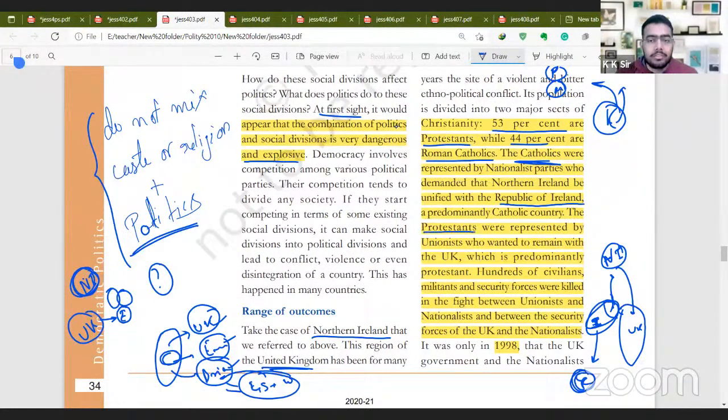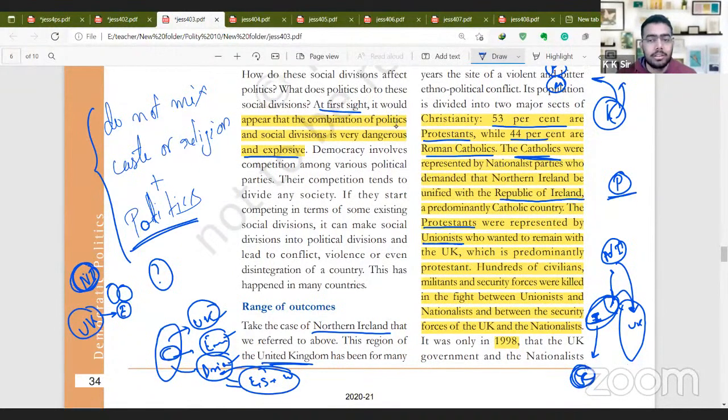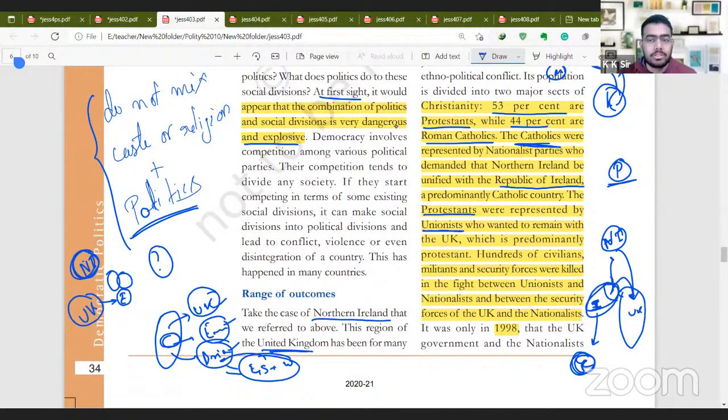Protestants जो थे, they were represented by unionists, यूनियन के साथ रहने वाले. तो ये क्या कहते थे, who was rich? Protestants were rich. So rich will not try to separate because they were getting all the benefits. So they were in the favor of remain with UK, which is predominantly Protestant also. So UK Protestant था, तो यहाँ का Protestant UK के साथ रहना चाहते थे, यहाँ वाले आयरलैंड के साथ.